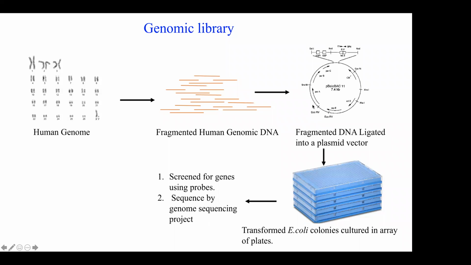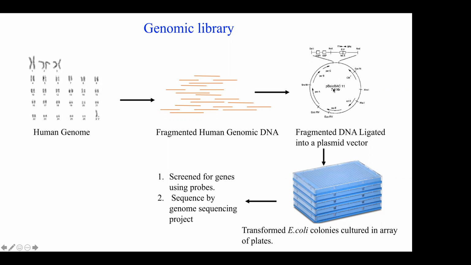Then they put the pieces inside a plasmid, and transformed it into bacteria. Then they pick a single colony and put it in a plate. These clones are called BAC clones. BAC means bacterial artificial chromosome.